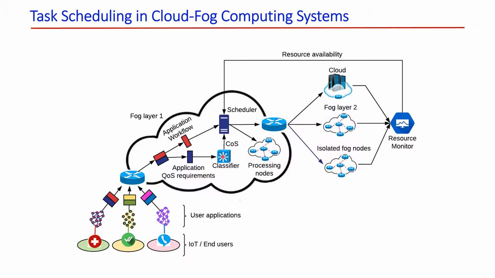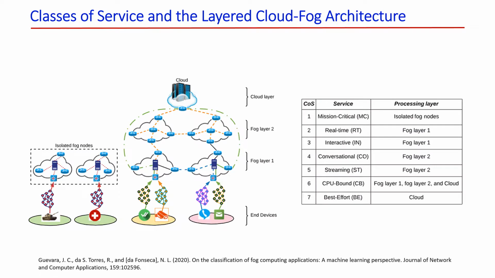This figure shows how the end user submits applications to be processed on a cloud fog system. A classifier at the network edge labels the application. The label identifies the class of service of the application. After that, the class of service and the workflow of the application are forwarded to the scheduler, which maps each task of the application onto available cloud fog nodes. This table shows a mapping between the proposed classes of service and the processing layers of the cloud fog architecture.